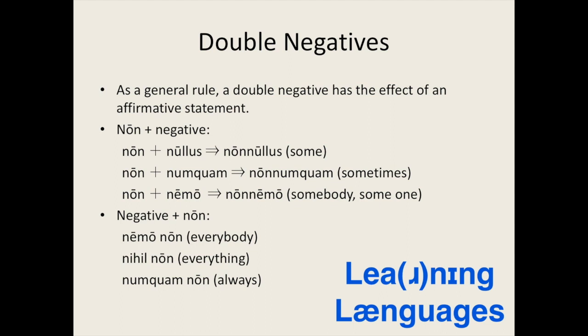Compound phrases of the form negative plus non have the effect of a universal affirmative. Nemo non means everybody. This can be understood like this. Nemo cantat, that means nobody sings. If we say Nemo non cantat, that means nobody doesn't sing, which put more simply means if nobody does not sing, that means that everybody sings. So nemo non means everybody. Similarly, nihil non means everything, nunquam non means always.